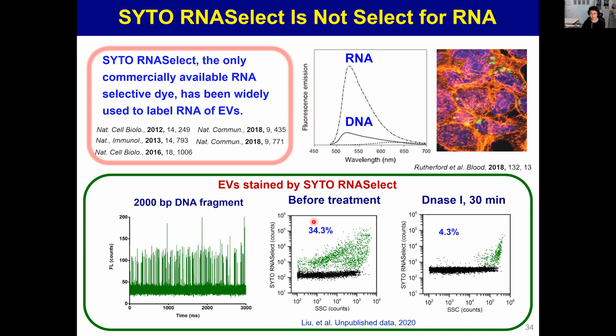And also in this experiment, if we use this dye to stain the EVs and use DNase 1 to treat it, which only digests double-strand DNA, we can see after the treatment, the events of fluorescence dropped significantly. So this confirms again that the cyto-RNA select also stains DNA. So this cannot now be used for EV-RNA tracking.